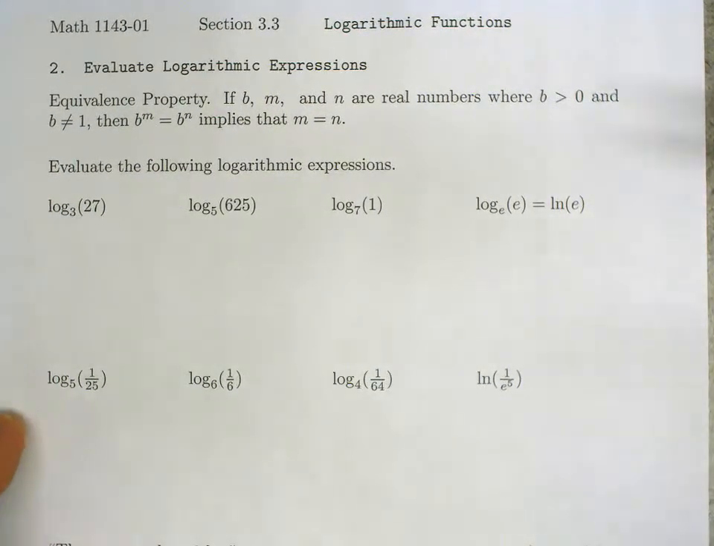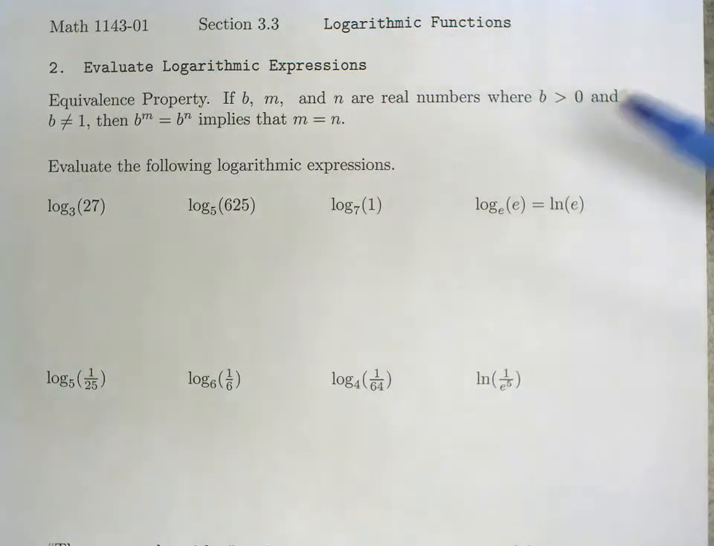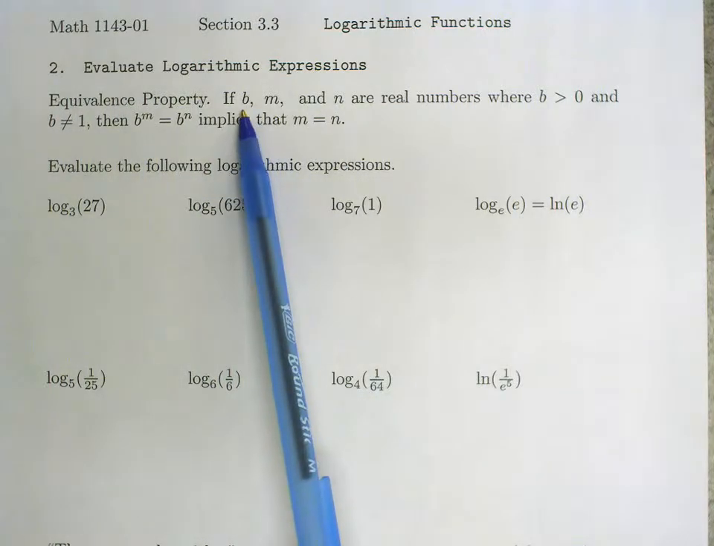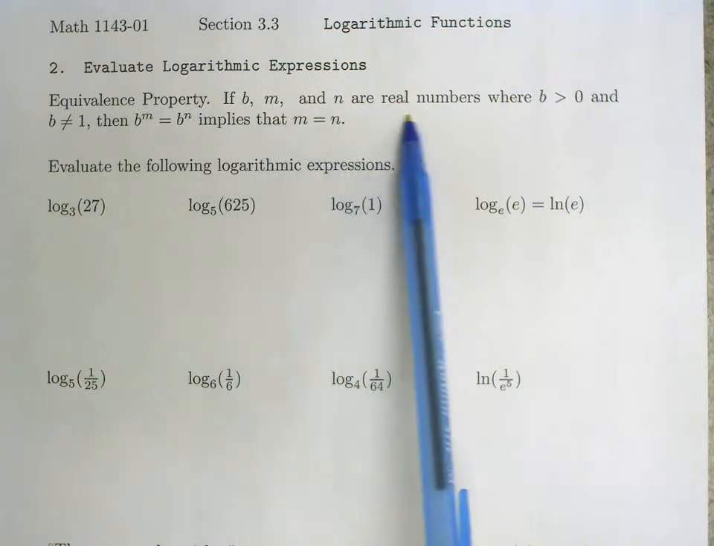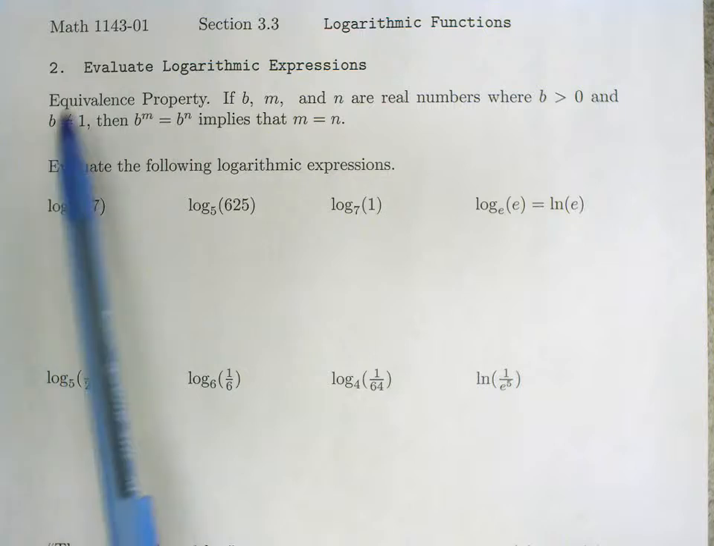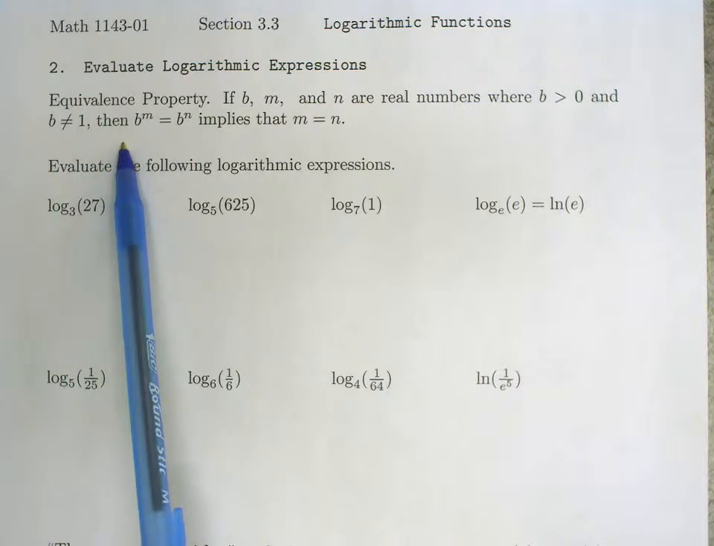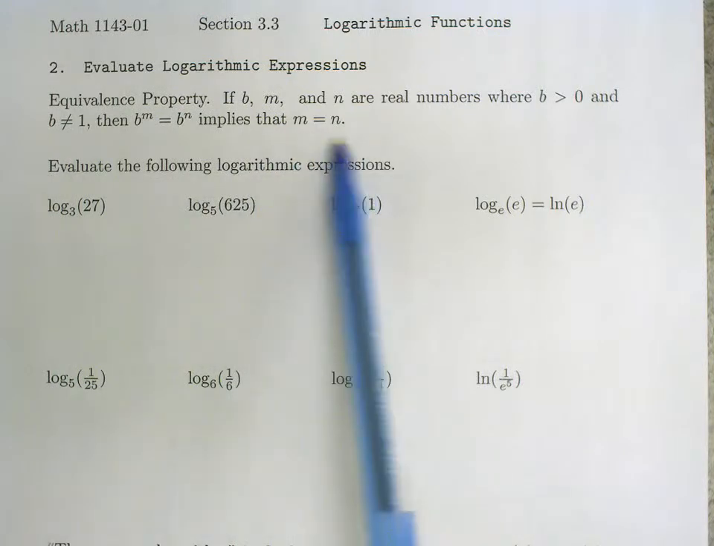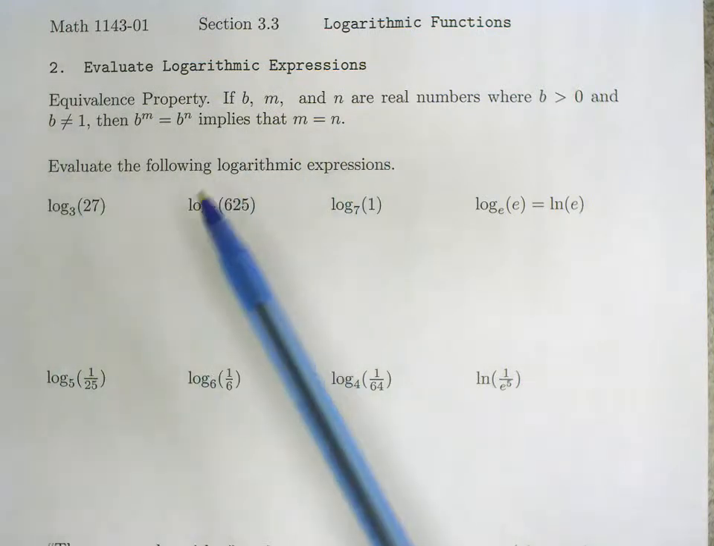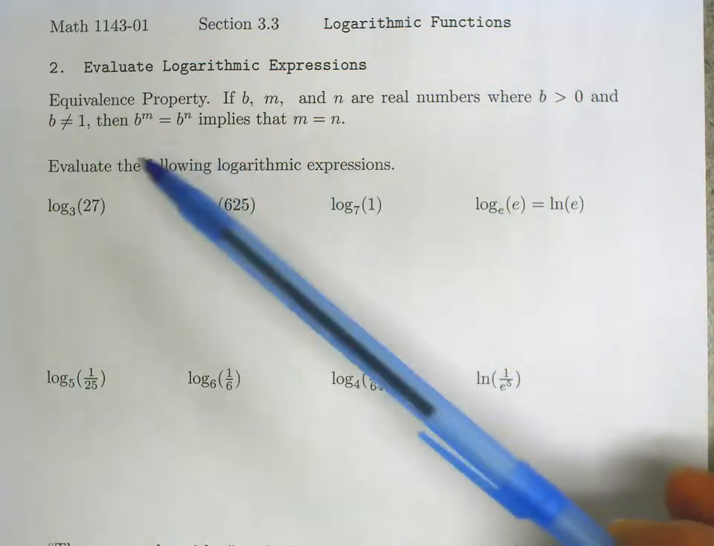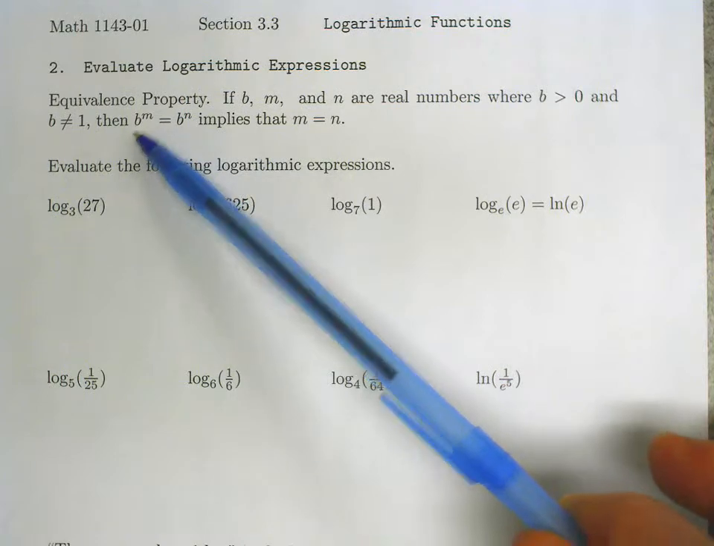Okay, evaluate logarithmic expressions. We'll use this equivalence property: if b, m, and n are real numbers, where b is greater than 0 and b is not equal to 1, then b to the m equals b to the n implies that m equals n. So this equivalence property has to do with exponential terms.